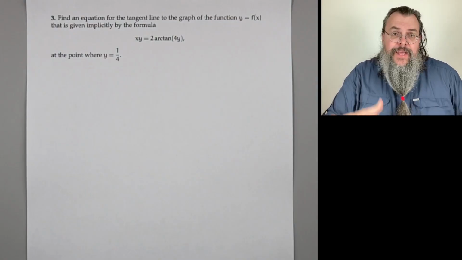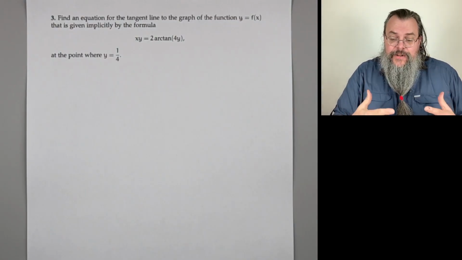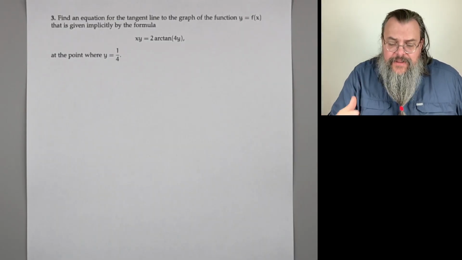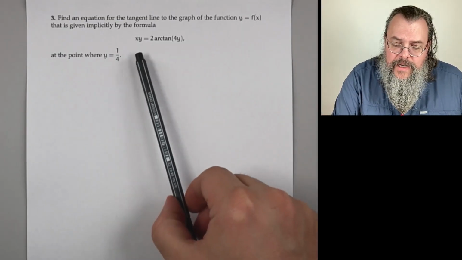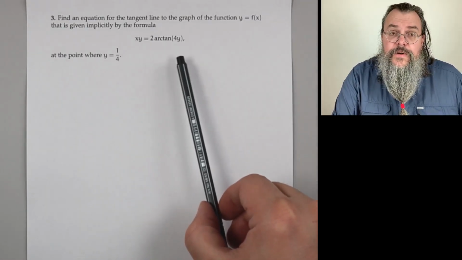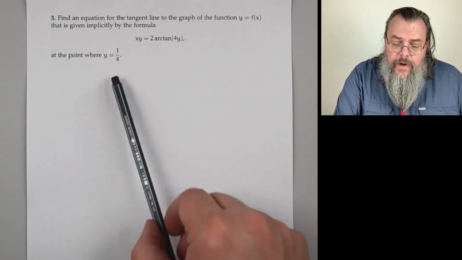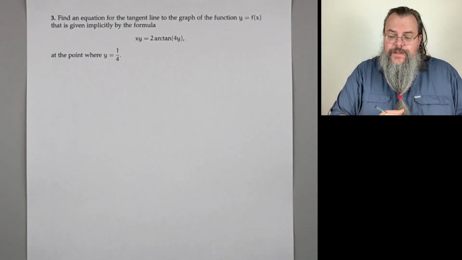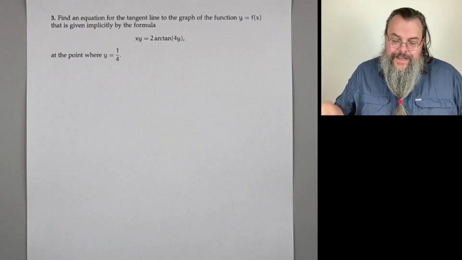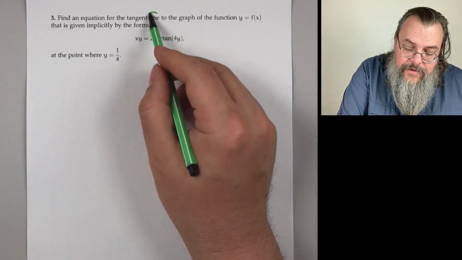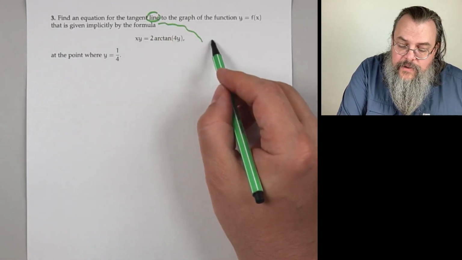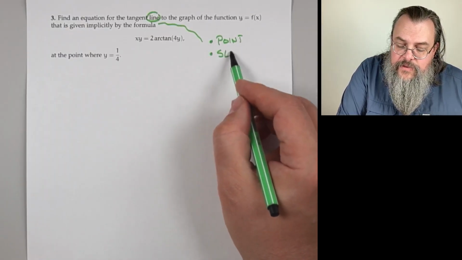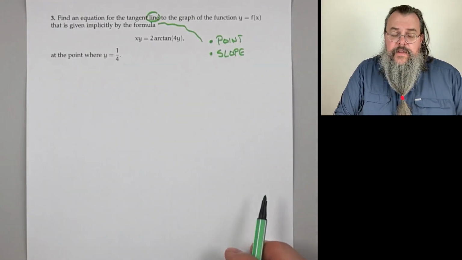Number 3, find an equation for the tangent line to the graph of the function y equals f of x that is given implicitly by the formula xy is equal to 2 arctangent 4y at the point where y equals a fourth. All right, now, when we see the word line and we're asked to find a line, we say, aha, we're going to go out and find ourselves a point, and we're going to find ourselves a slope. Those are our 2 main things.